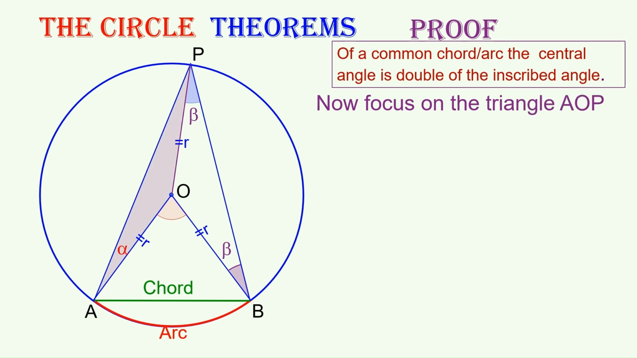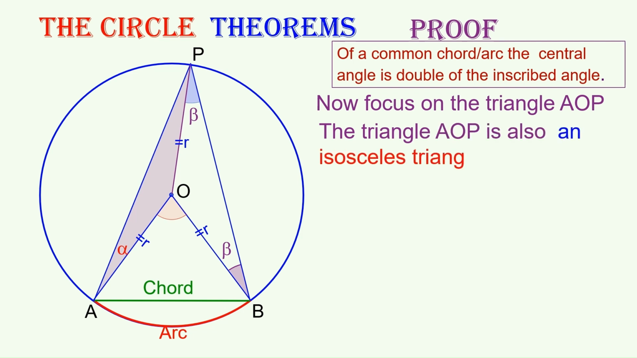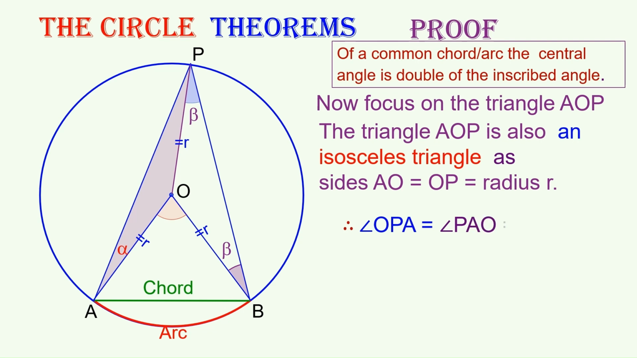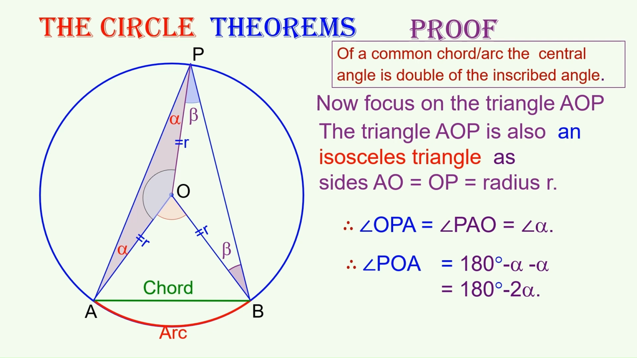Now focus on the triangle AOP. The triangle AOP is an isosceles triangle, as sides AO equals OP equals radius R. Therefore angle OPA equals angle PAO equals alpha. Therefore angle POA equals 180 degrees minus 2 times alpha.